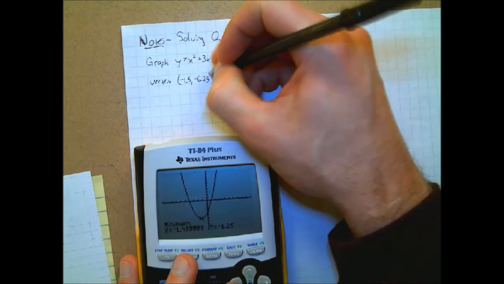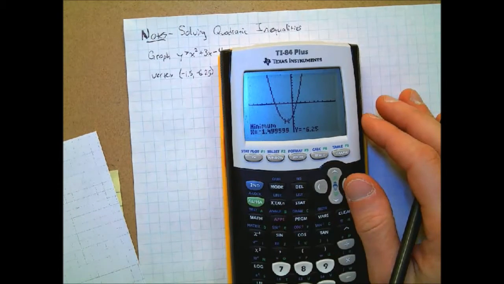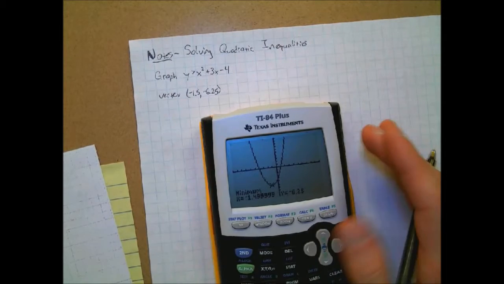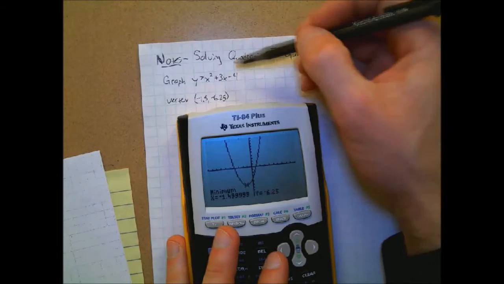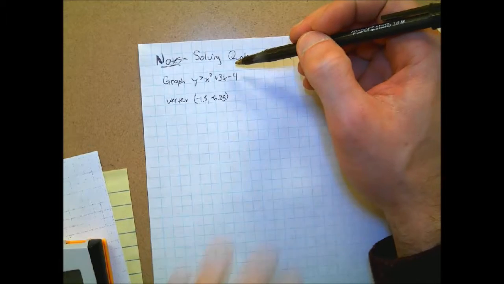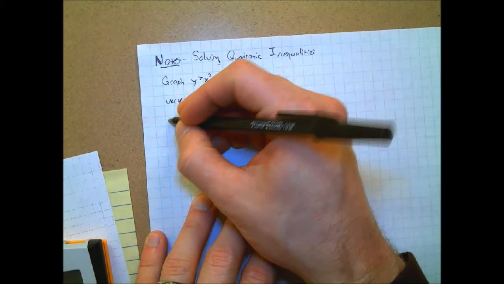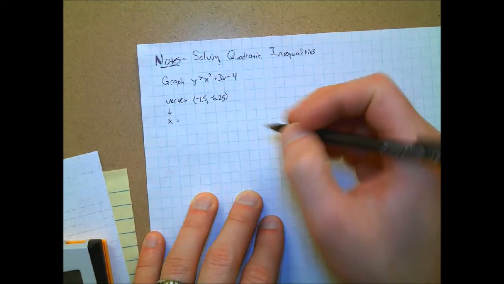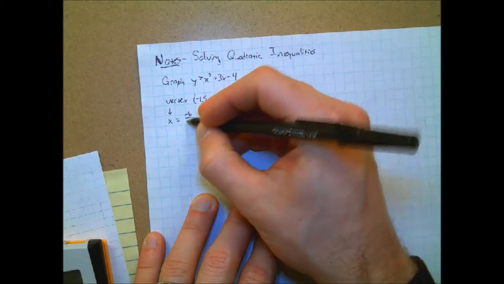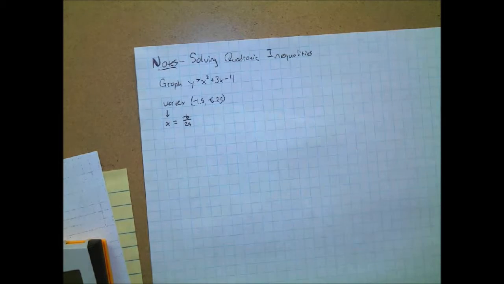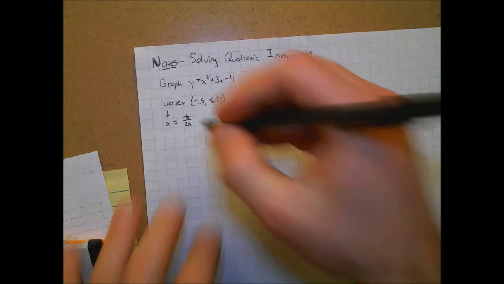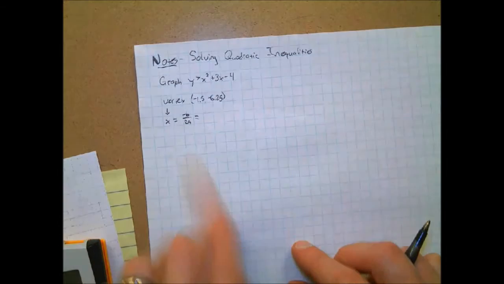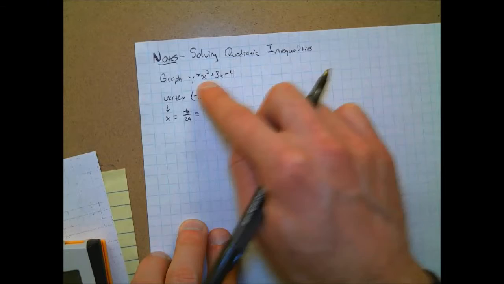So that's one way to do it if you have your graphing calculator. If you don't have a graphing calculator, since this is in standard form, we can use the fact that the vertex x-coordinate is equal to negative b over 2 times a. What is our b from this quadratic? It's just the 3. Don't worry about the variable, just the 3.